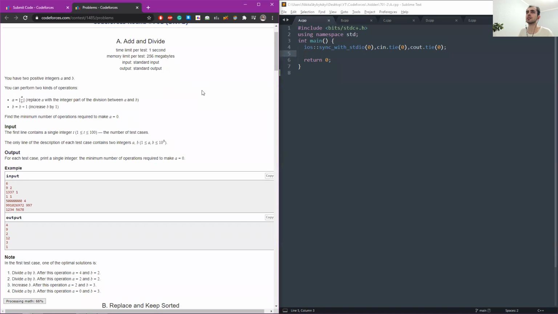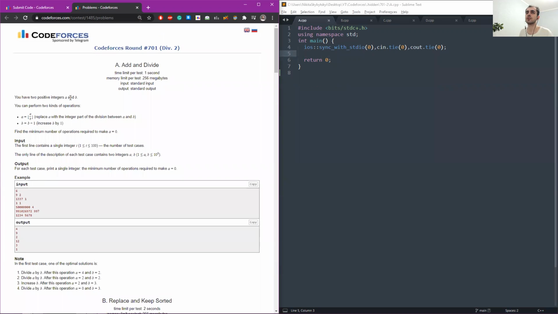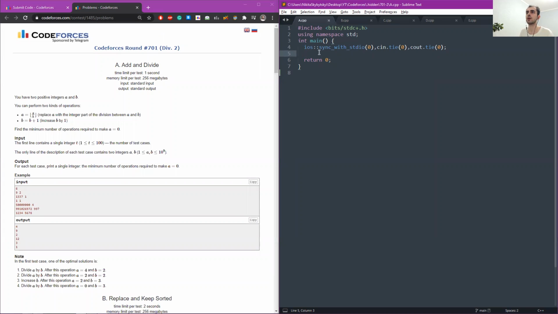Problem A, Add and Divide. You have two positive integers A and B. You can perform two kinds of operations. Let's start with reading A and B. So A gets divided by B, and B gets increased by 1. Find the number of operations to make A equal to 0. And we actually have 100 test cases.